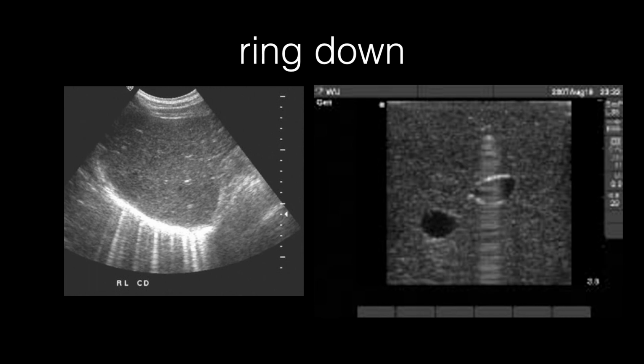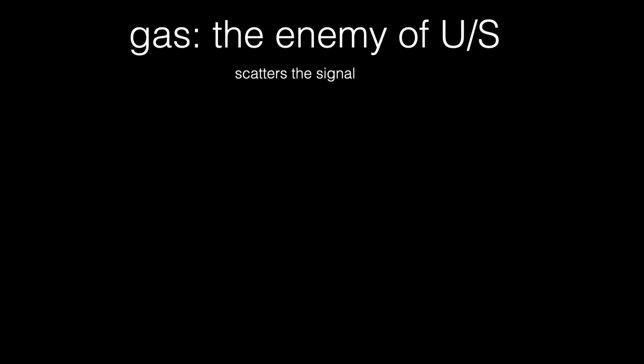Another artifact to be aware of is ring down. This is when the sound signals bounce really rapidly within a structure here. You're getting ring down from a needle that's being put into the tissue here. The lung will also do this when there's interstitial fluid, and it's called a B line. These are like tiny, tiny little A lines that just go down, down, down.